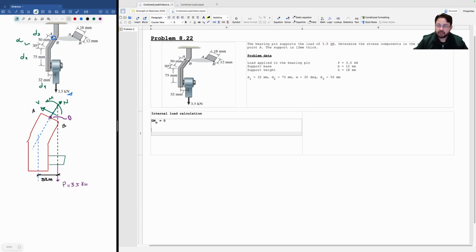And this distance from here to here, let me remove this momentarily so I can have some space, is going to be that 50 millimeters times the sine of 30 degrees. This is a 30. So that's what's going to happen there.